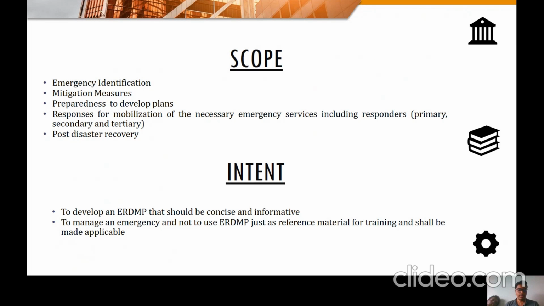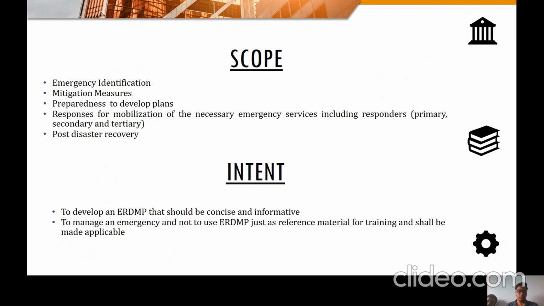So also we include the responses that mobilize the necessary emergency services, including the respondents, primary, secondary, tertiary, like the fire services, police services, medical services, including the ambulance, government as well as non-government services. The post-disaster recovery aims to restore the affected area to its original condition.